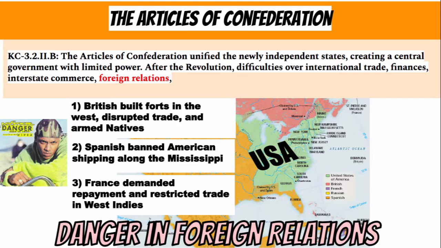The Spanish banned American shipping along the Mississippi River. Remember, they controlled all that area west of the Mississippi, and they made the U.S. know that they were in charge. And France demanded repayment of loans that they had given us during the American Revolution, and restricted trade in the West Indies. So there were all sorts of problems in foreign affairs.